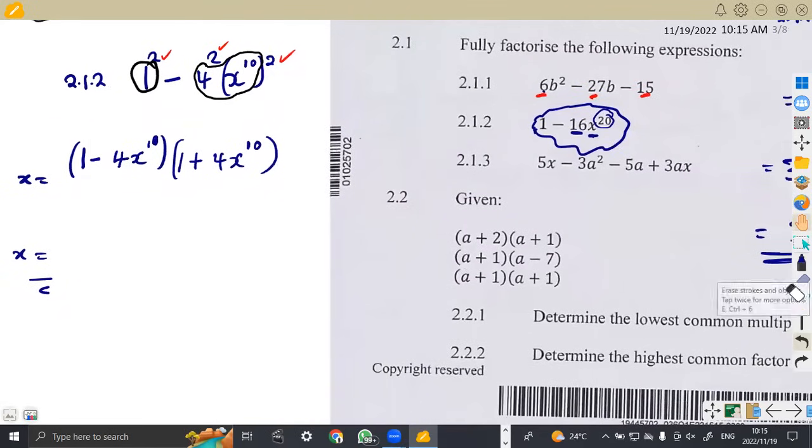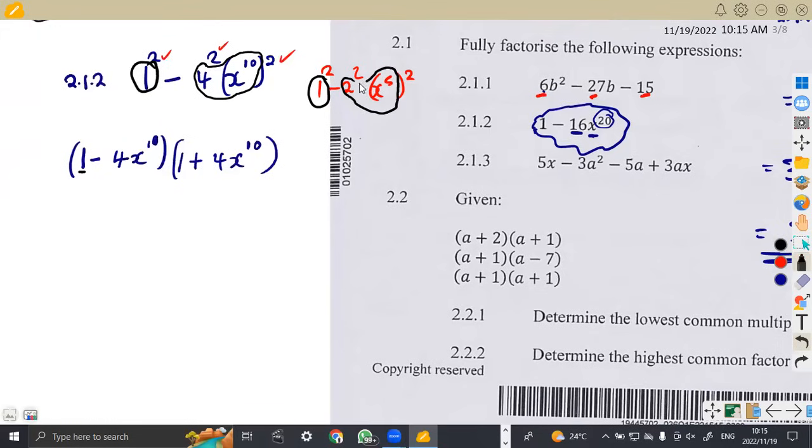Okay, we still have another difference of 2 squares because these numbers here can also be written back. Remember, we said 1 is the same as 1 squared. Okay, 4 is the same as 2 squared. Then we've got x to the exponent of 10, which is the same as x to the exponent of 5, all squared. So that means we've got another difference of 2 squares where we are going to have 1 and 2x to the exponent of 5. Okay, so that means we are going to have 1 plus 2x to the exponent of 5.